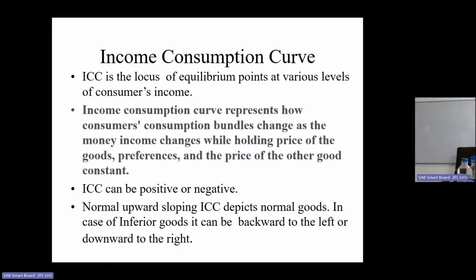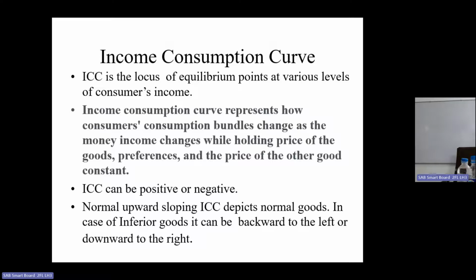So backward means this way. Backward sloping maybe like this, or like this. So downward sloping goes from left to right, and backward sloping goes from right to the left side. Now, in this case, initially we see a positive relationship, later on a negative relationship.